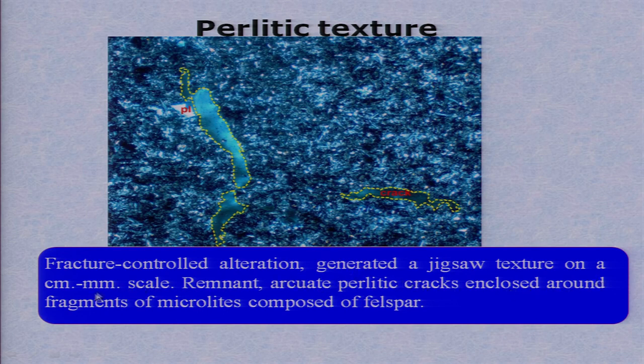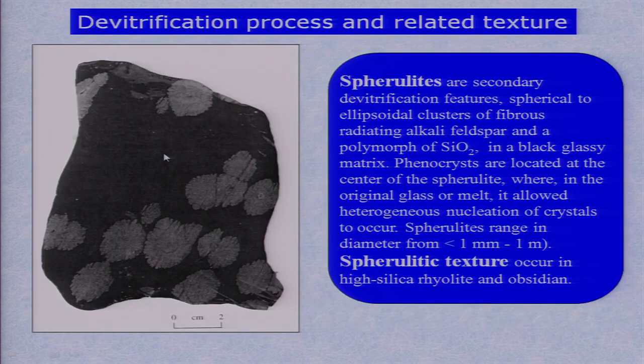on a centimeter to millimeter scale. This texture is developed on a very small scale or sometimes in a millimeter scale. Remnant arcuate perlitic cracks enclose fragments of microlites composed of feldspar. These are the whitish grayish colored microlites or feldspars, but these microlites are lying embedded within the black colored groundmass, which is glass actually.